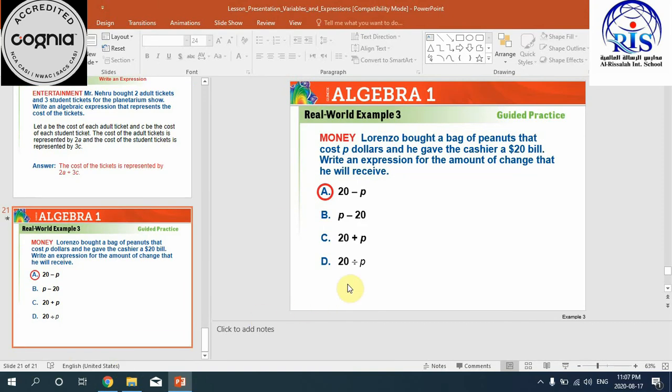This, the last example, is also problem solving. I want you to read and solve. Of course, it's solved. Like this, our lesson finishes.